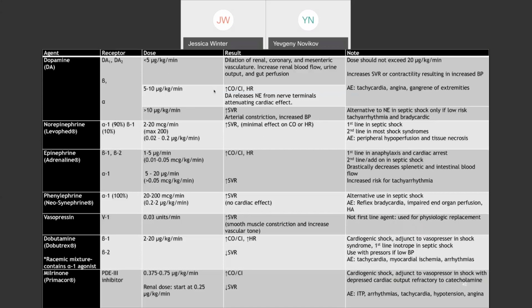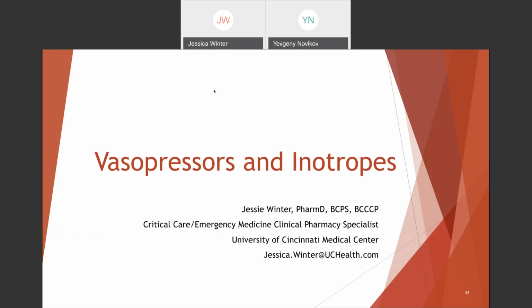This is a handy card, so you can probably print this slide out and put it in your pocket. It is a summary of inotropes and vasopressors that we use at UCMC, receptors that they hit, common dosing, what hemodynamic results you have, and then what recommended shock states and side effects that you might see with them. All right, and that's all I have for you.